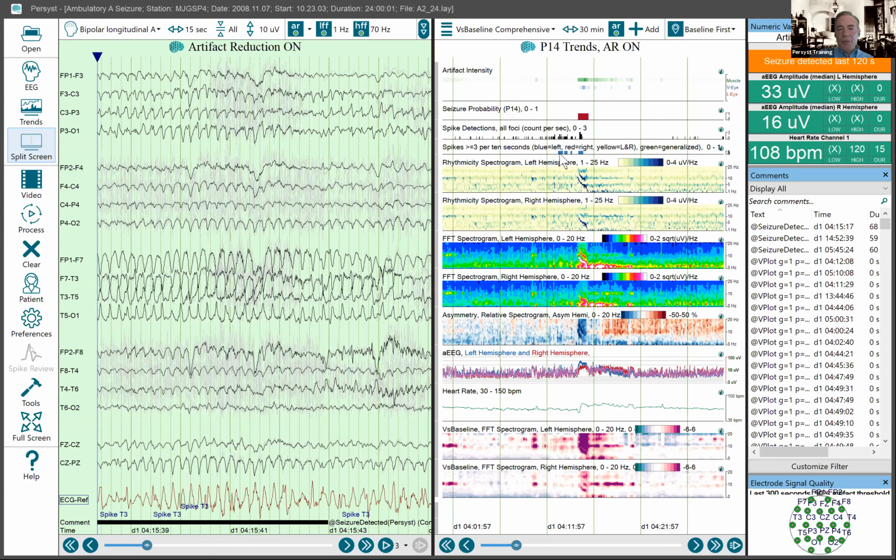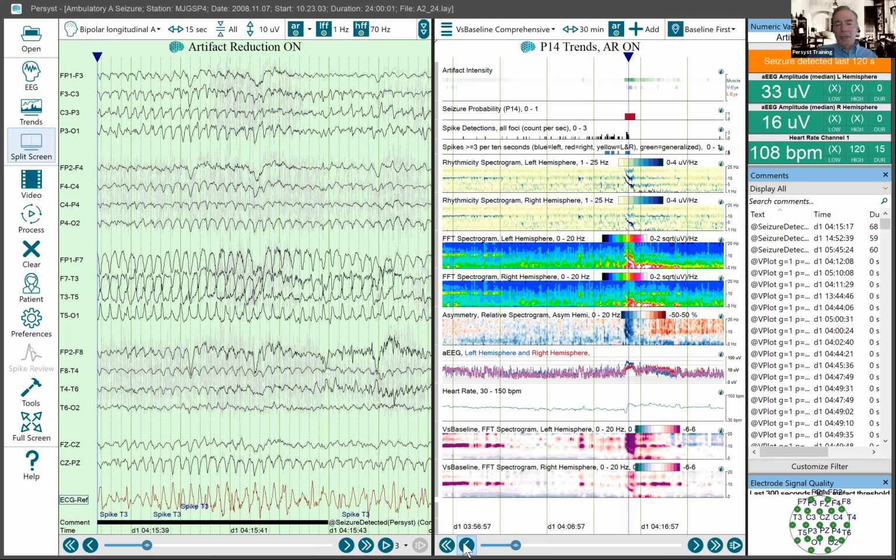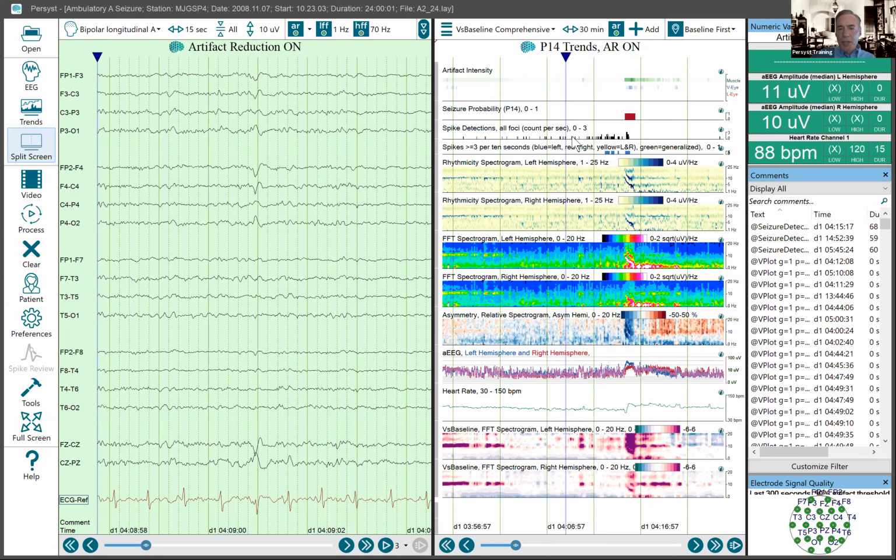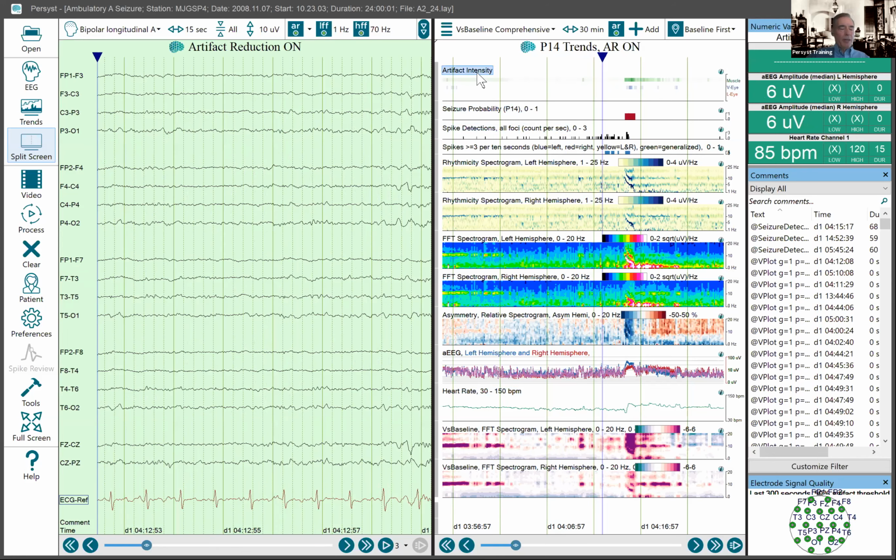What else can we see? We have some spike detections, all foci count per second. Now before this, remember this artifact intensity, if we scooch back just a little bit here, I'm going to use that single arrow in the bottom. I don't see any artifact intensity here. It's pretty quiet. And I do see an increase in spikes. So I'm getting some information about the physiological state of the patient.